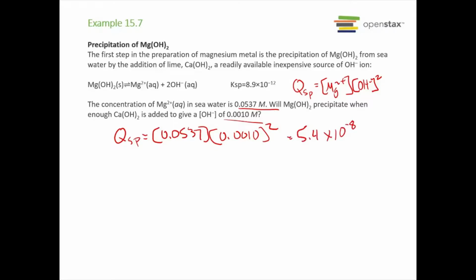And this is bigger than KSP, 8.9 times 10 to the negative 12th. That's a lot bigger. So that means that the reverse reaction is going to be favored. And so we're going to precipitate magnesium hydroxide out until we get back to equilibrium. So yes, we get precipitate.